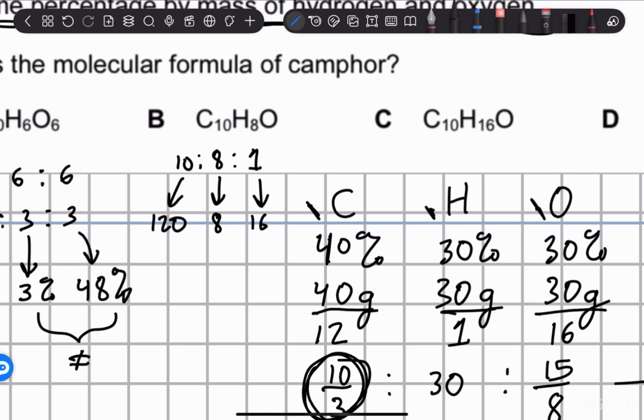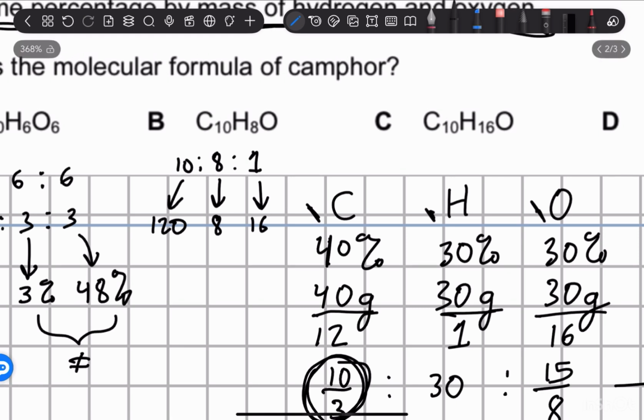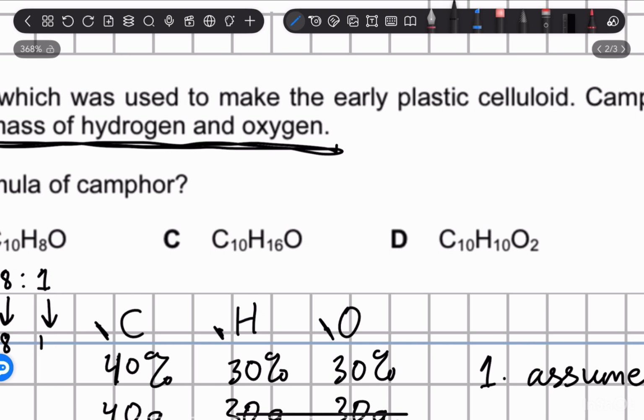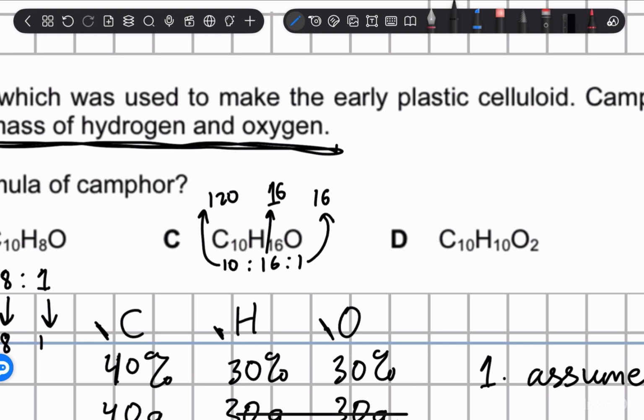Again, the percentages do not add up, but what actually matters is hydrogen and oxygen have to be the same, which they are not. So now let's move on to option C. We have 10 is to 16 is to 1. So multiplying carbon, you get again 120. Hydrogen, multiply by 1, you get 16. And then oxygen, multiply by 16, you get 16. We have a match. So our correct answer would be C.